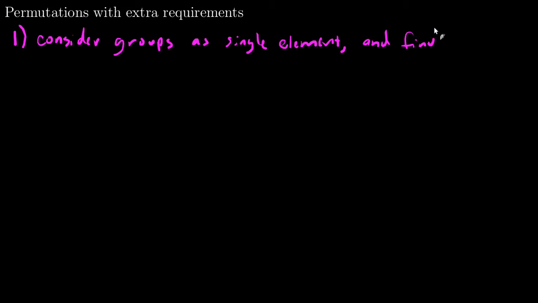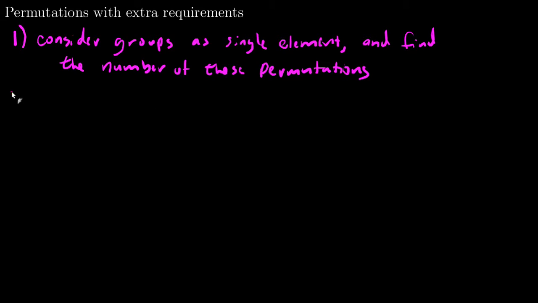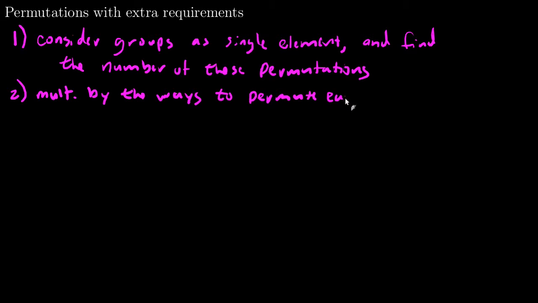And find the number of those permutations. And then, once I've done that, I'm going to multiply by the ways to permute each group.